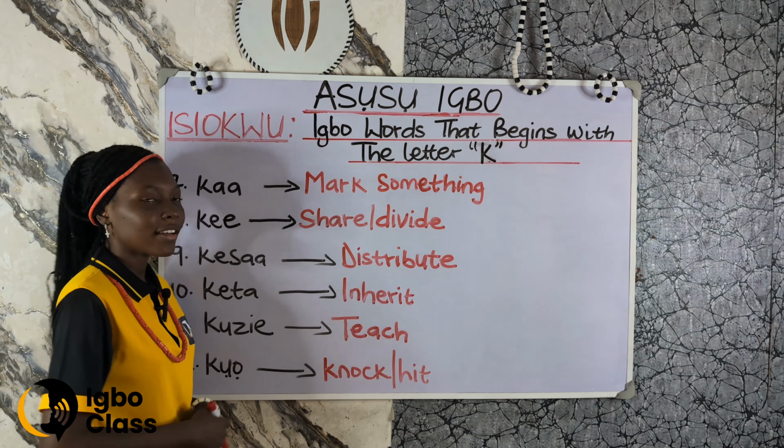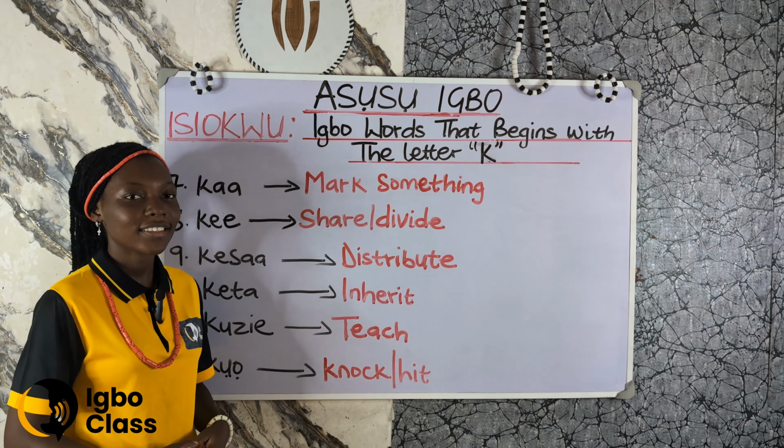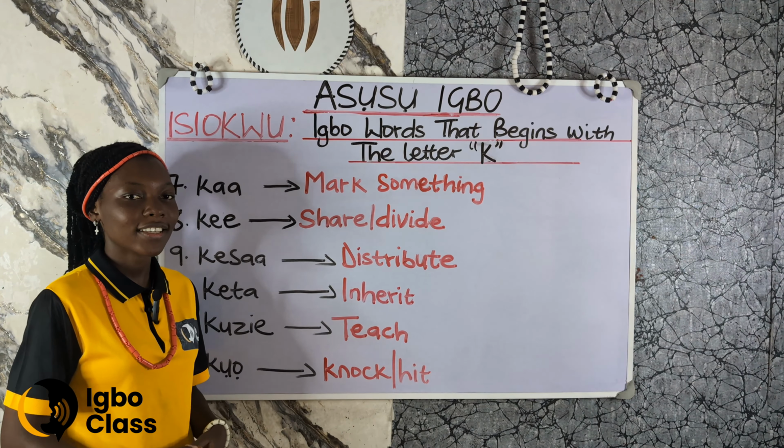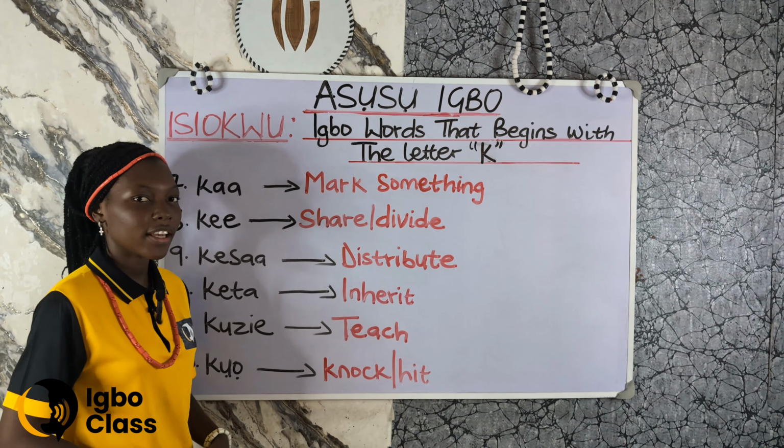Keta, to inherit, to get something, to get a share. That means ekesa, iketa. Kesa or ke, to share. Now the person who is getting what was being shared, na-eketa. Keta okegi. That means inherit your own share, get your own share. Kuzie, to teach.